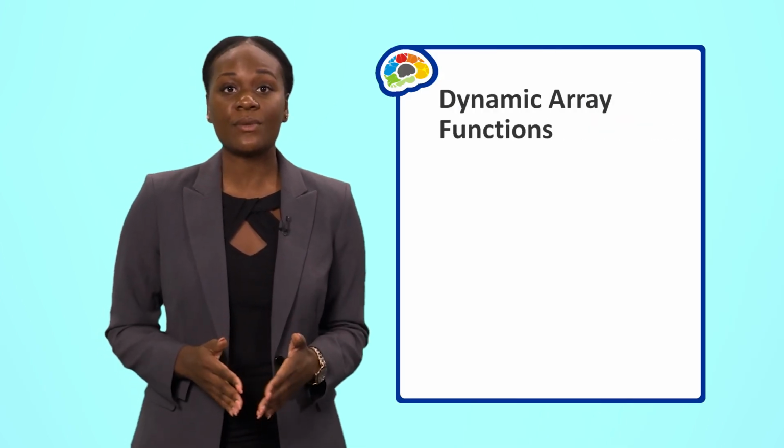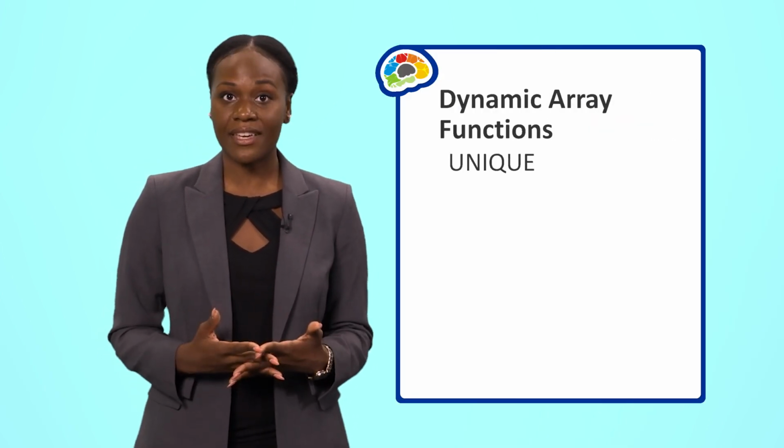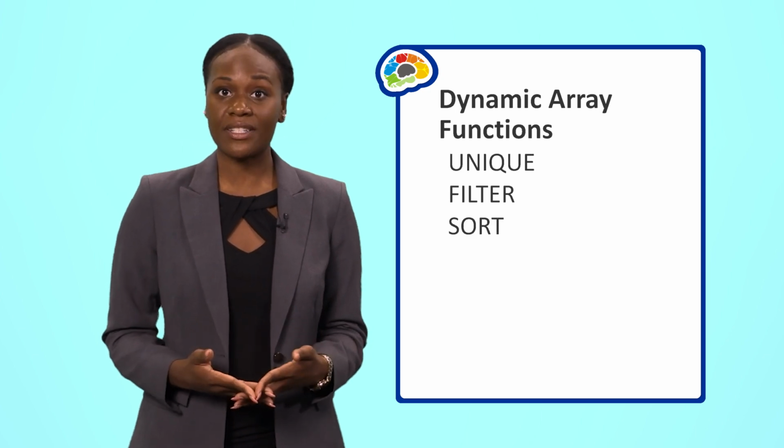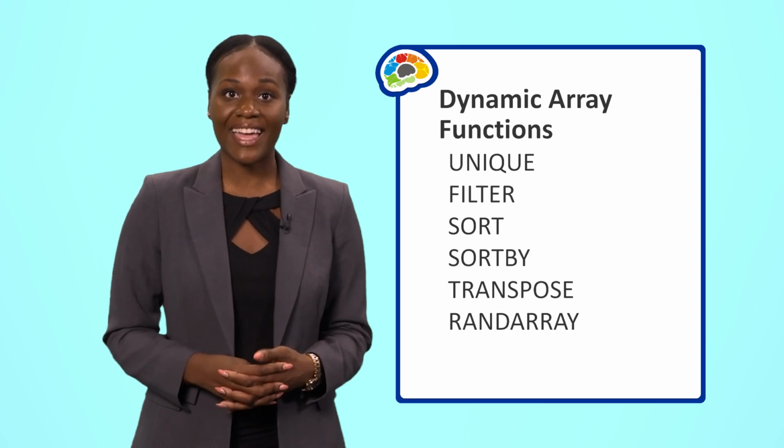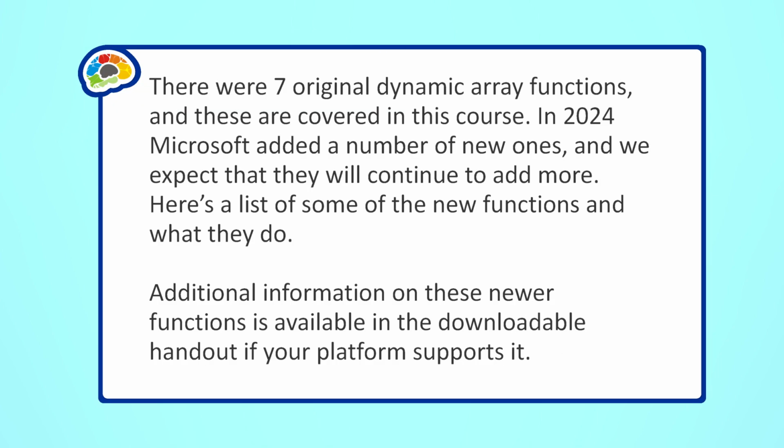There are 7 new dynamic array functions: unique, filter, sort, sort by, transpose, random array, and sequence. There were 7 original dynamic array functions, and these are covered in this course. In 2024, Microsoft added a number of new ones, and we expect that they will continue to add more. Here's a list of some of the new functions and what they do. Additional information on these newer functions is available in the downloadable handout, if your platform supports it.